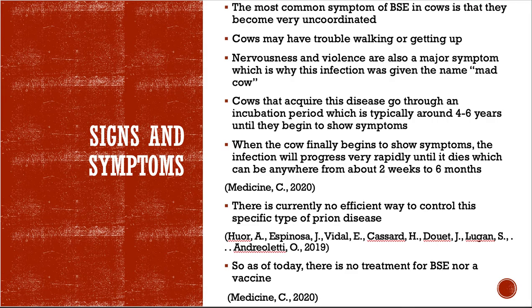Cows that acquire this disease go through an incubation period, which is typically around 4 to 6 years, until they finally begin to show symptoms. When the cow finally begins to show symptoms, the infection will progress very rapidly until it dies, and this can take anywhere from 2 weeks to 6 months. There is currently no efficient way to control this specific type of prion disease. As of today, there is no treatment for BSE. There also is no vaccine for it.